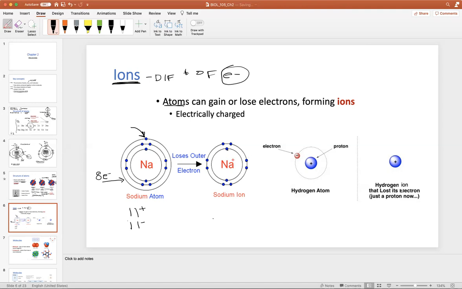We've got 1, 2, 3, 4, 5, 6, 7, 8, 9, 10. We only have 10 electrons, right? 10 negative charges, but our valence shells are all full, and this is fairly stable. So this is what we call a sodium ion, because the charges do not match. And the way you would write that is Na+, okay?